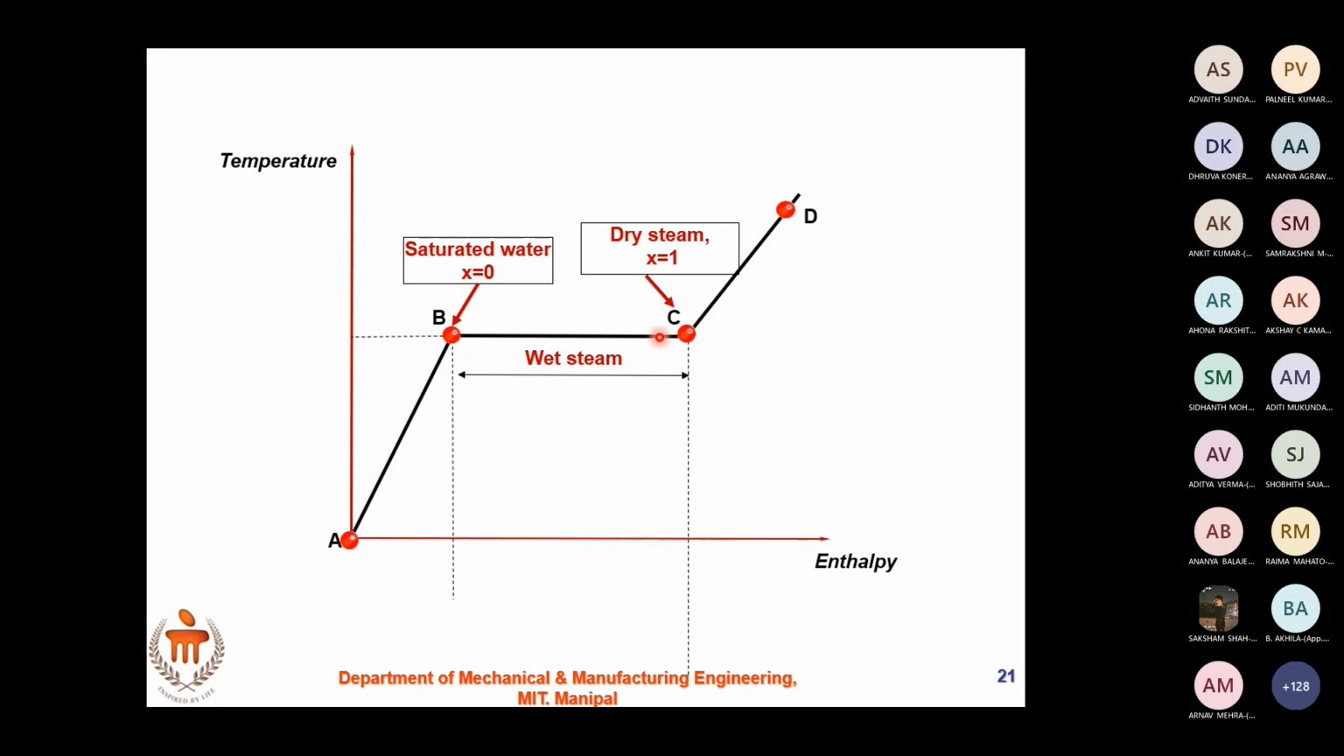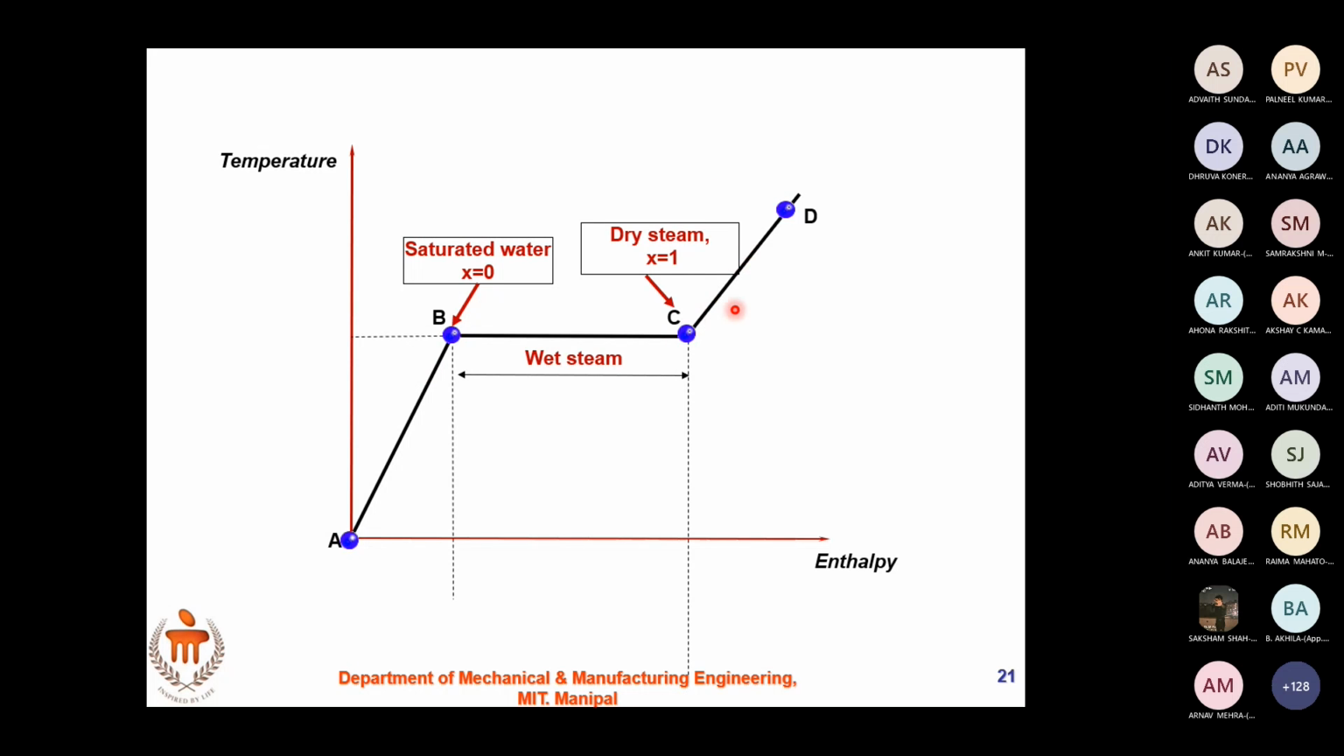Okay, X. At B we say X is 0, at C we say X is 1. Do we have X here on this line? No, ma'am. Why? Because there is no steam at all. So the X never comes into the picture here.